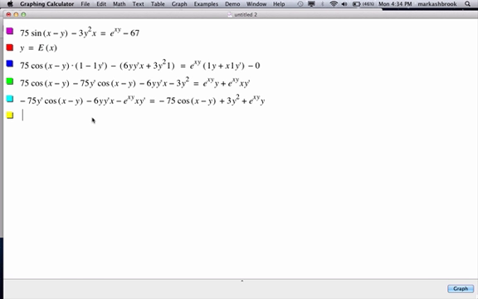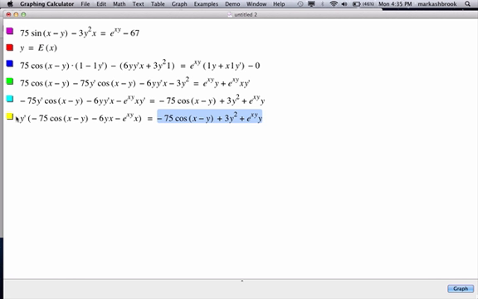So our whole point in doing this was to isolate y prime. So now I can factor it out on the left-hand side. So I have y prime times minus 75 cosine x minus y minus 6yx minus e to the xy x equals, same thing, copy and paste. Nothing changed there.